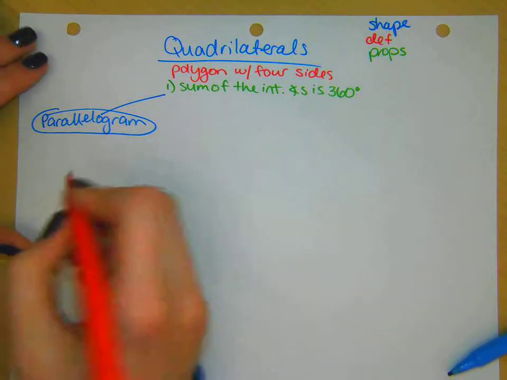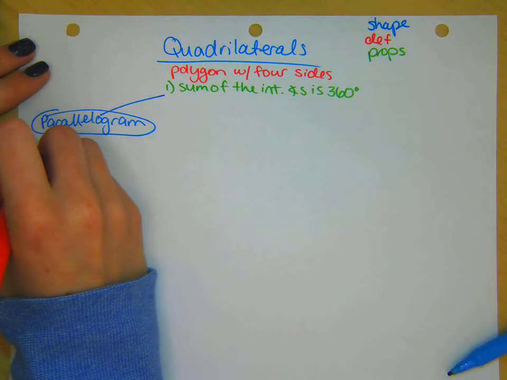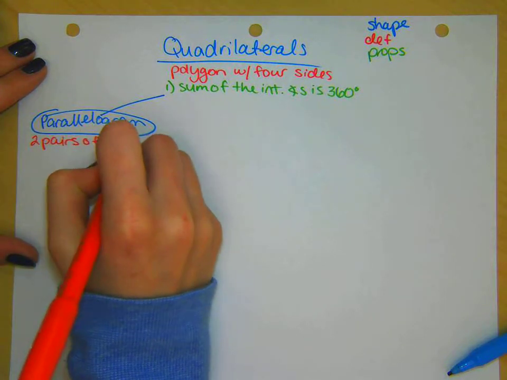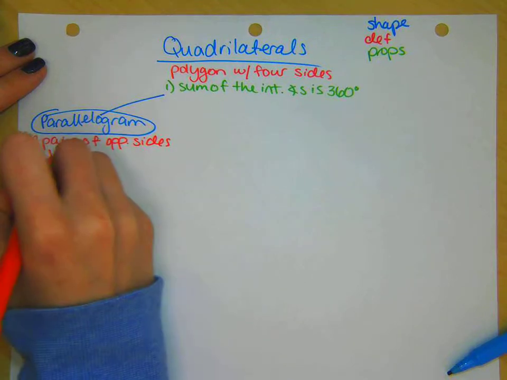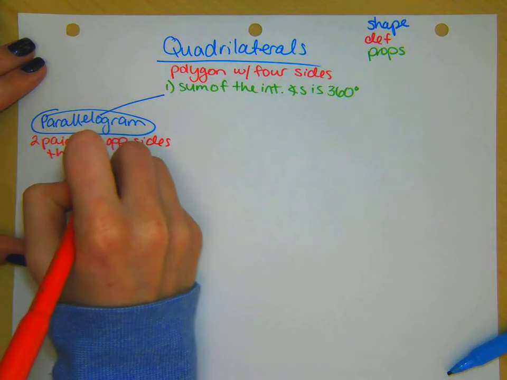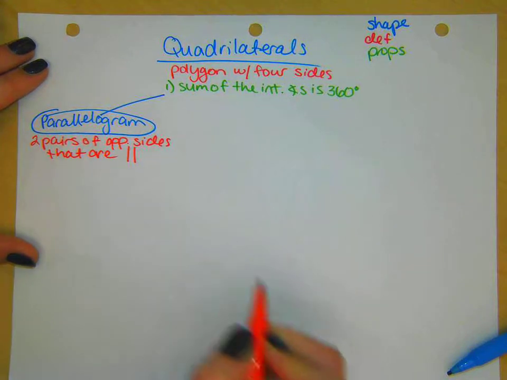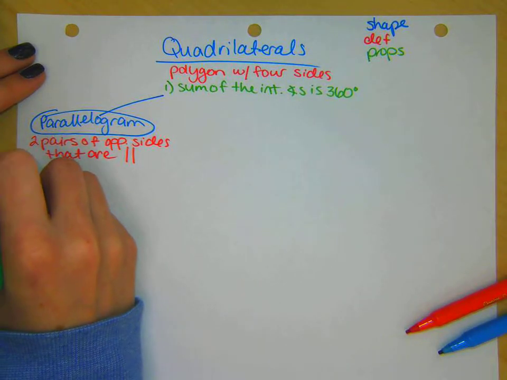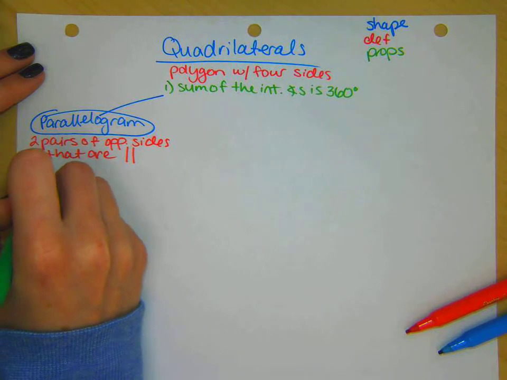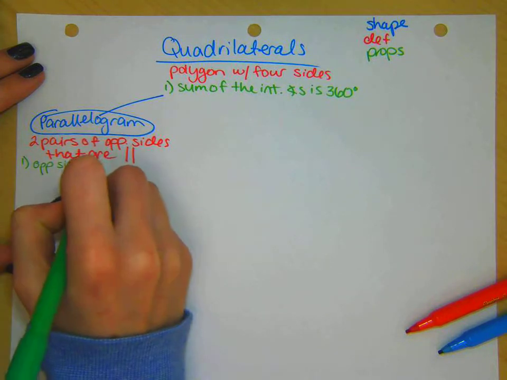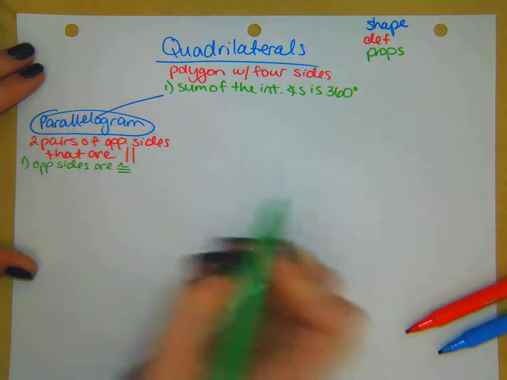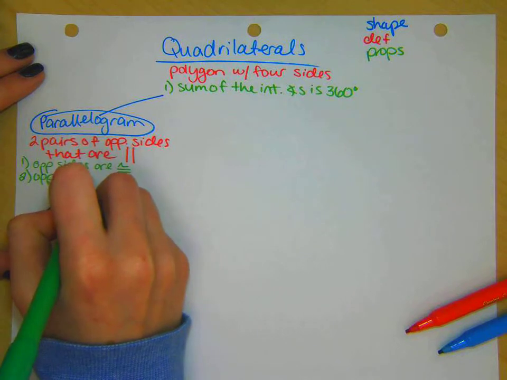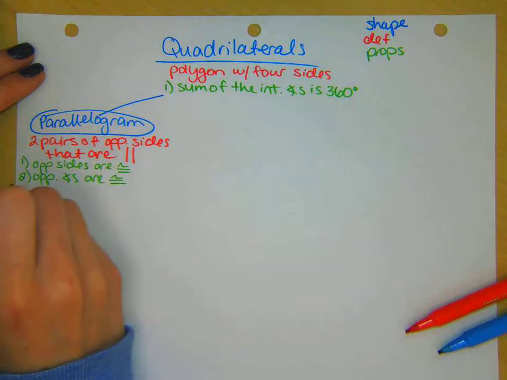What makes a parallelogram stand out is that it has 2 pairs of opposite sides that are parallel. And that's a symbol for parallel. Some specific properties of a parallelogram. We know that the opposite sides are also congruent. We know that the opposite angles are congruent.